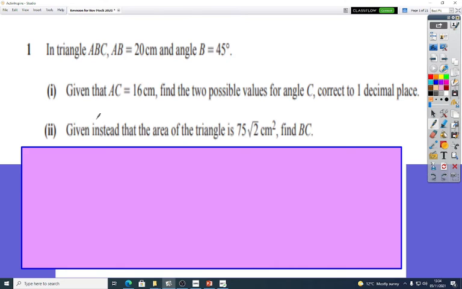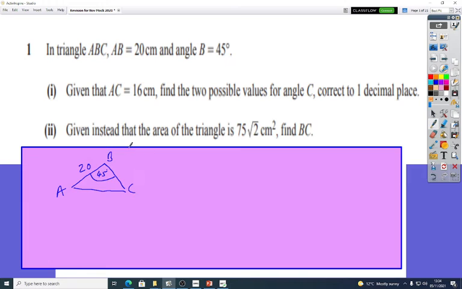Okay, simple GCSE style question, but it does come up on AS Maths. First thing I would do is draw the triangle ABC. So I'm just going to draw that triangle, A, B, C. AB is 20. Angle B, which is that one, is 45 degrees.